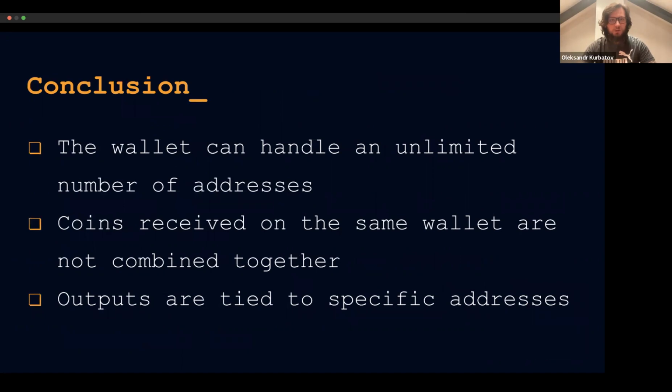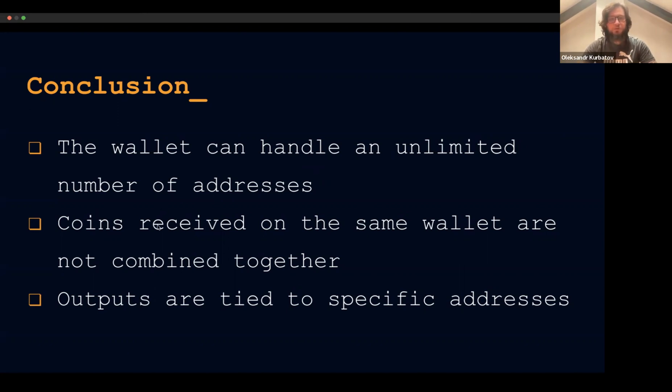Okay. In conclusion, the first one: the wallet can handle an unlimited number of addresses. And later in one of our lectures, we will explain how exactly a wallet can use that and how exactly these keys can be generated with the ability to recover them later.